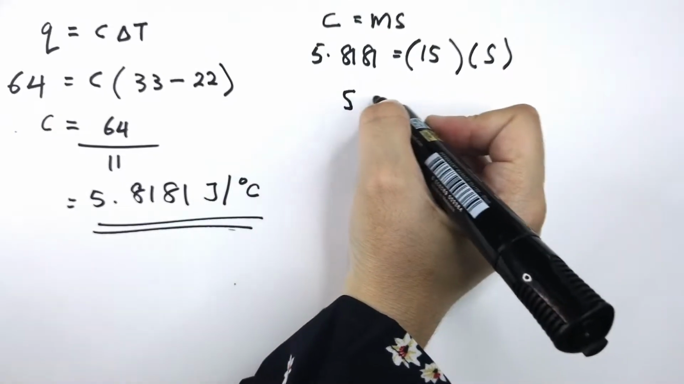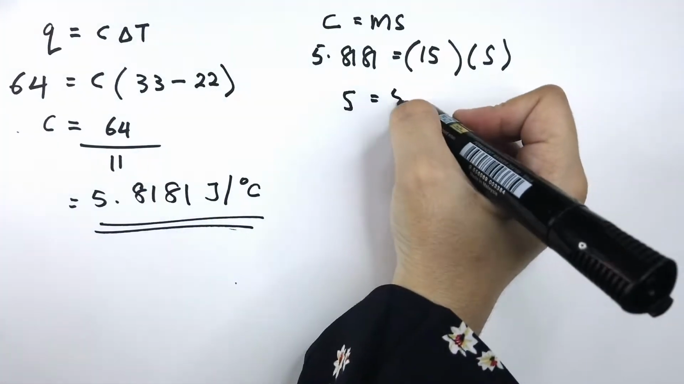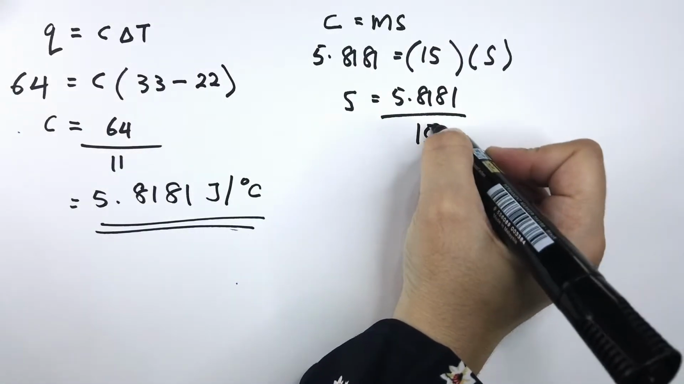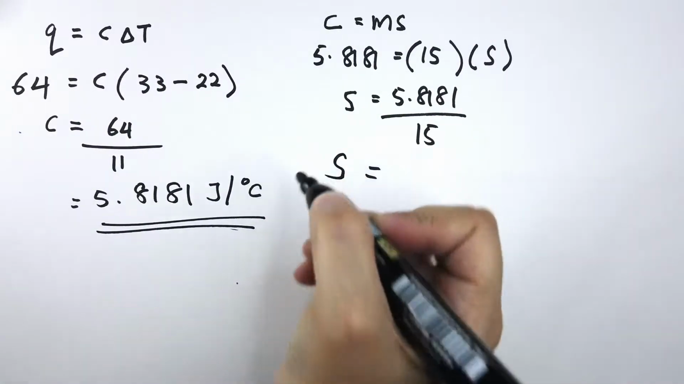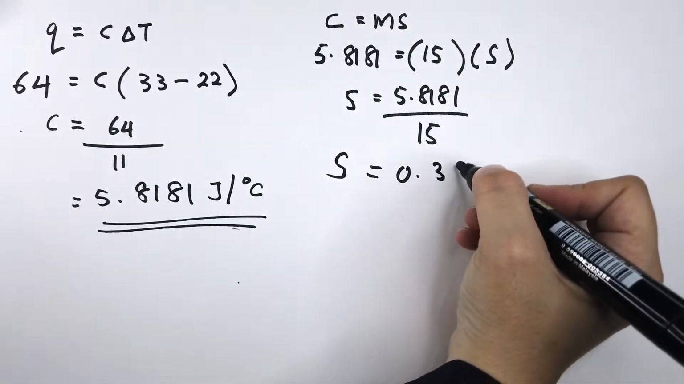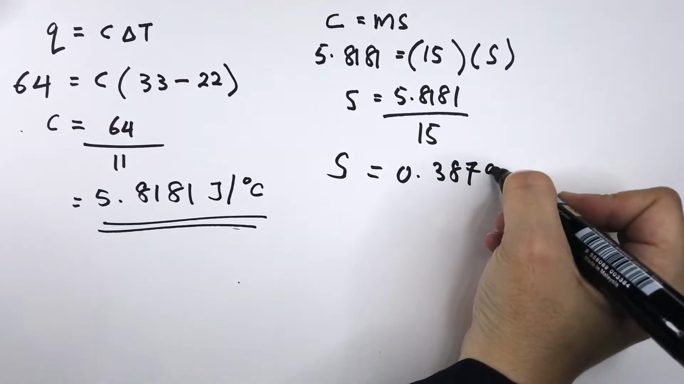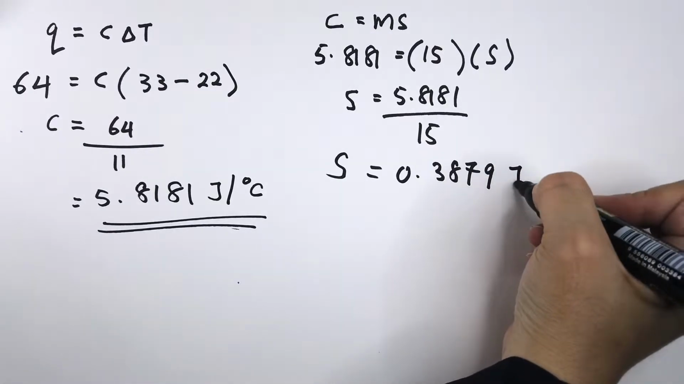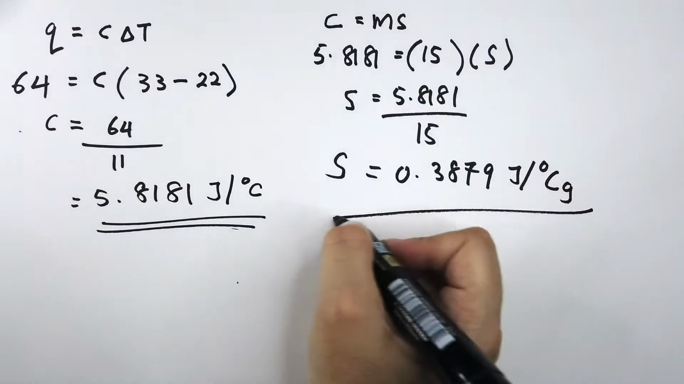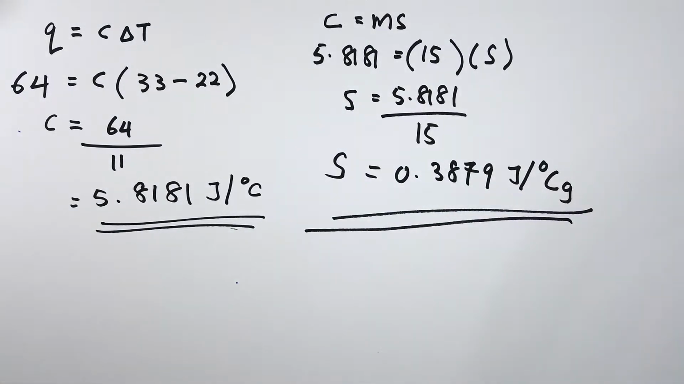Therefore, your S is equivalent to 5.8181 divided by 15. So your S is equivalent to 0.3879 joule over degree Celsius gram. So this is your final answer. In this question, you should get 6 marks.